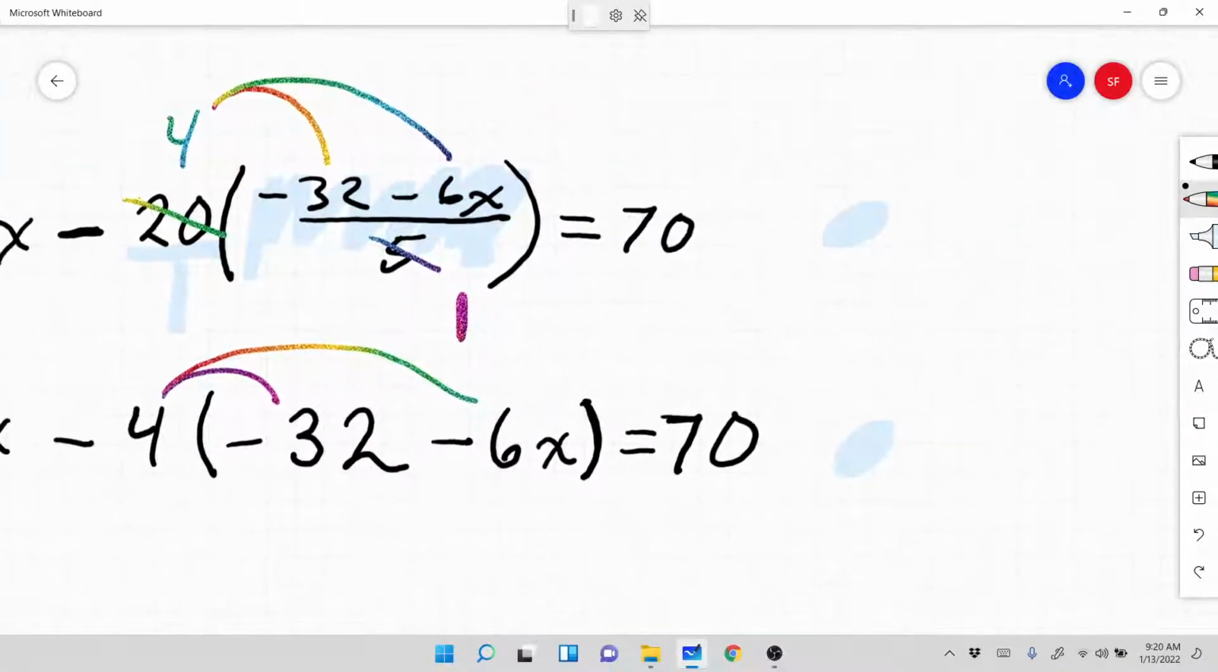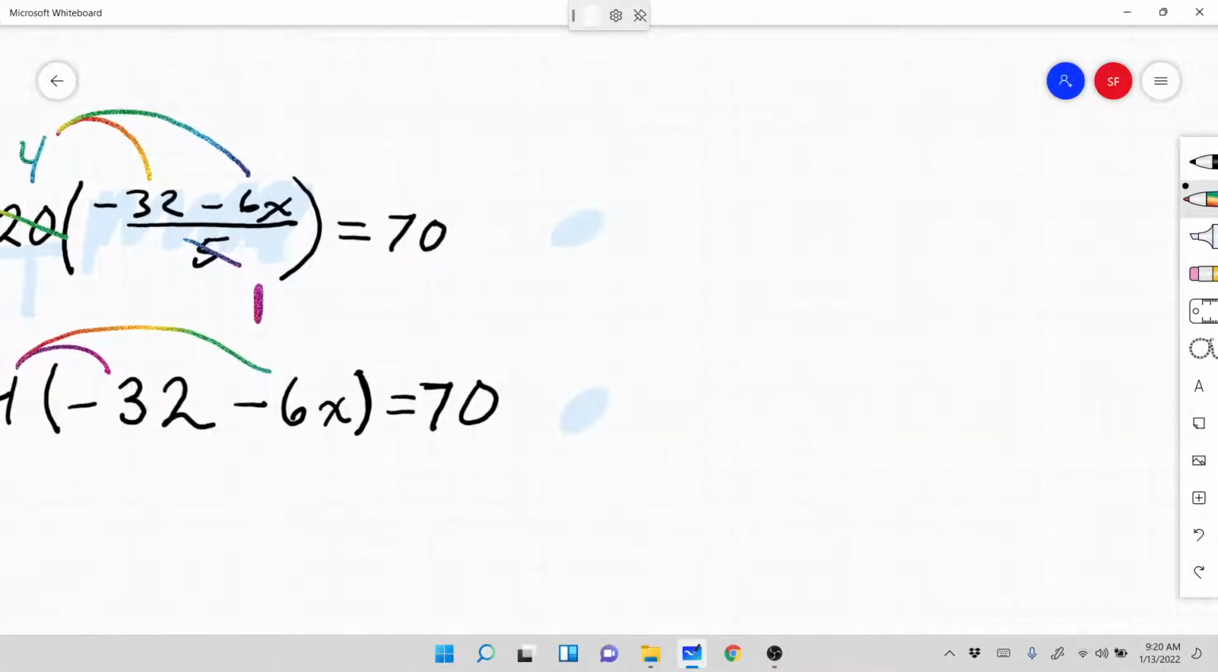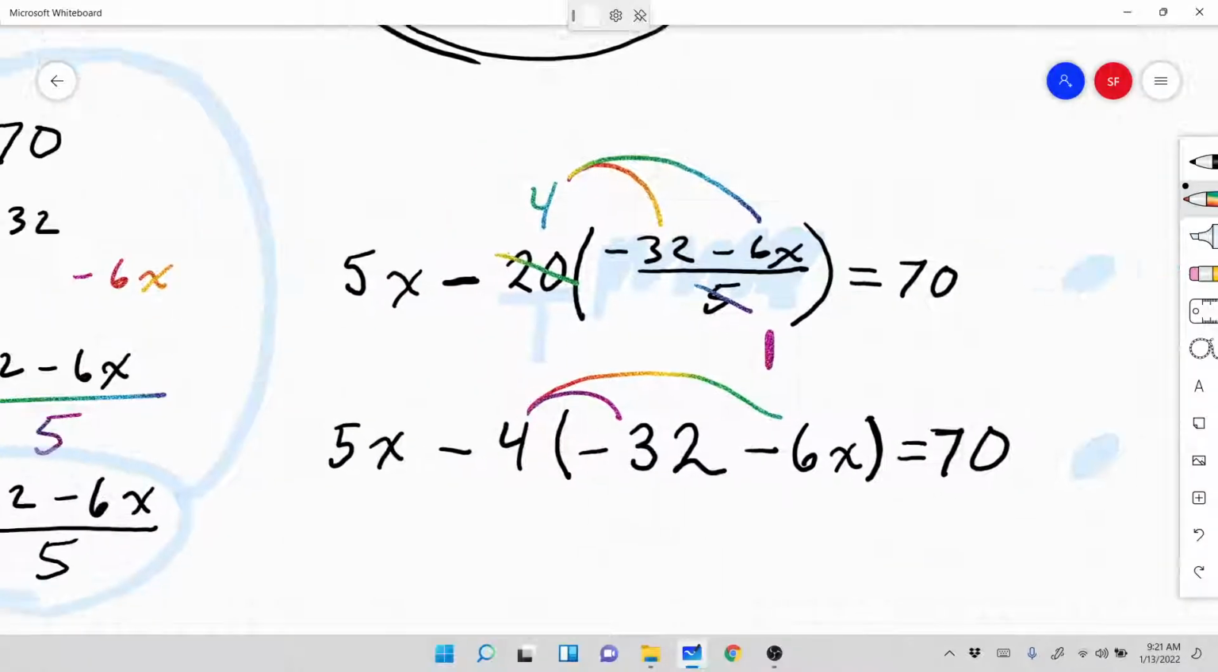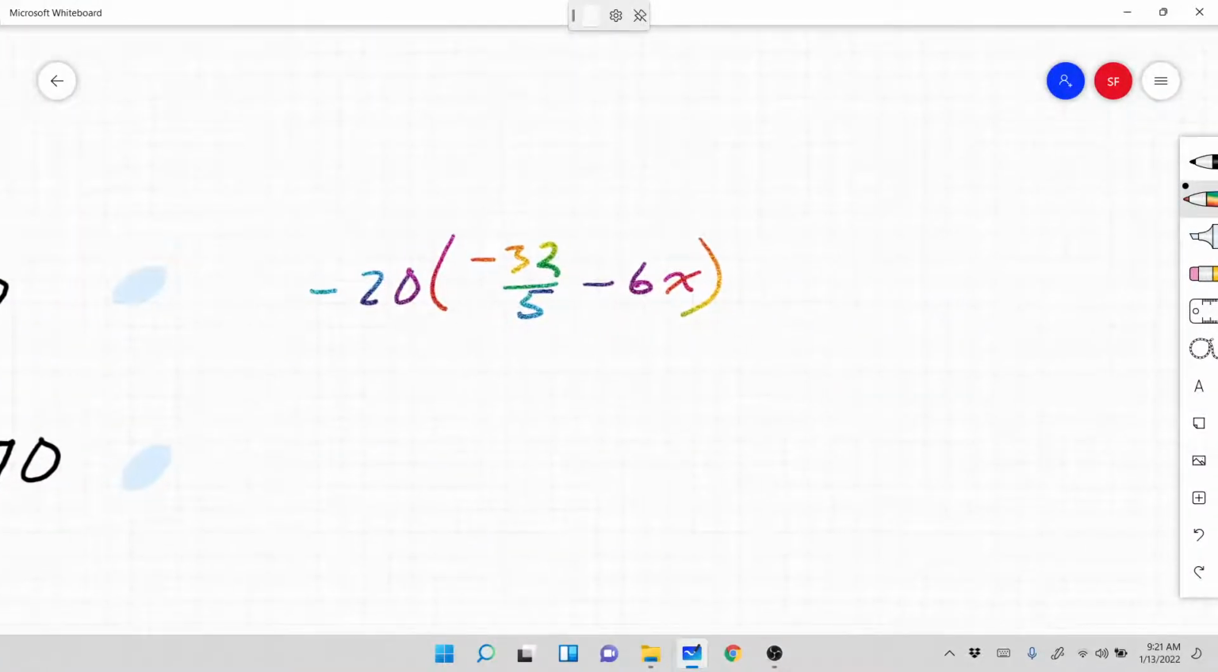Now, it's worth noting, and I'm going to mention this now, that if this was negative 20 times negative 32 fifths minus 6x, so the 5 wasn't under everything, we couldn't do that. But if this was on a totally different problem, then we would still just have to distribute. Here it's going to pre-cancel, but there you're going to multiply times negative 20.